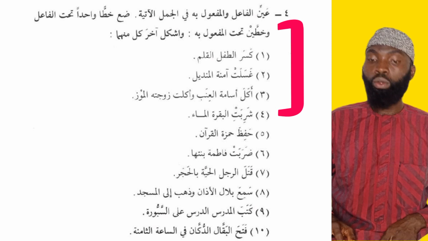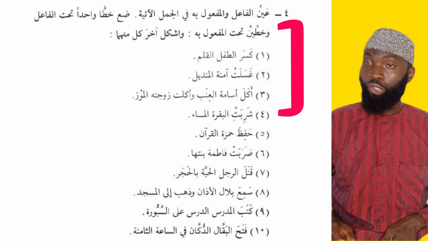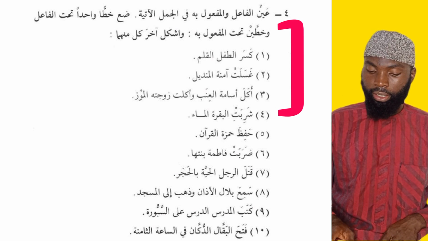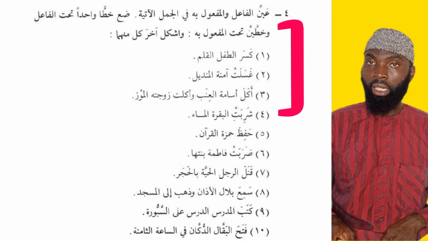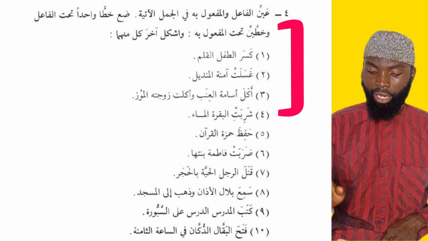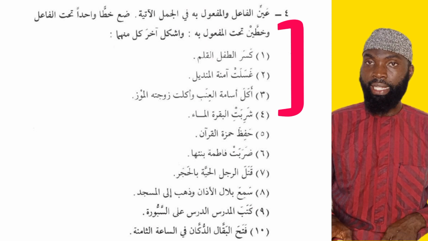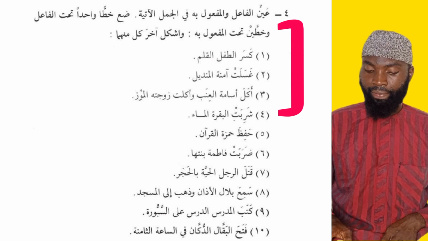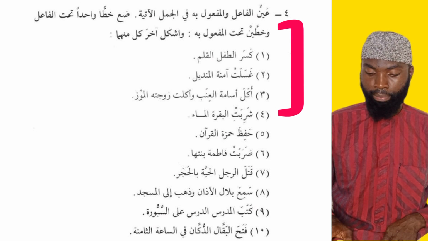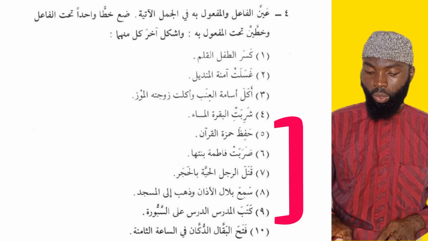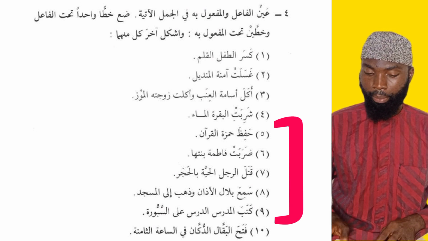Now we have kasar at-tiflul qalama. The student broke the pen. So at-tiflu, you already know, should carry damma, is the fa'il, and al-qalam is the maf'ulun bihi. Ghasalat Aminatul Mindila. Amina washed the handkerchief. So Amina is the fa'il, al-mindil is the maf'ulun bihi. Akala Usamatul inaba wa akalat zawjatuhu al-mawza. Usama ate grapes and his wife ate the banana. So Usama here is the fa'il, al-inab is the maf'ulun bihi, zawjatuhu is the fa'il, and al-mawza is the maf'ulun bihi. Sharibatil baqaratul ma'a. The cow drank the water. You know which one is fa'il and which one is maf'ulun bihi.